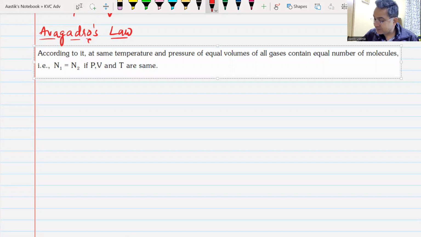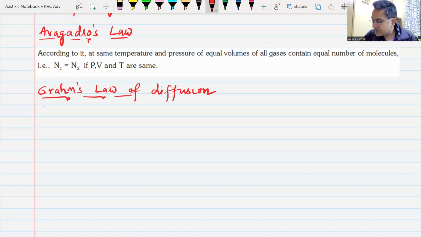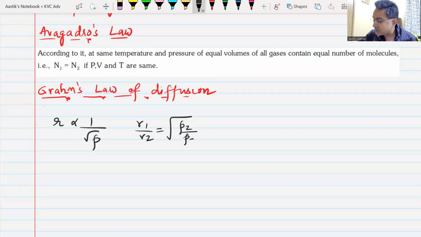Then the next one is known as Graham's law. You have heard of Graham's law? This is not in physics, this is more in chemistry. Graham's law of diffusion: the rate of diffusion is inversely proportional to the root of density. Do we remember this? The rate of diffusion is inversely proportional to the root of density, or R1 by R2 will be equal to root over rho 2 by rho 1. Do we remember this? Do we know this?